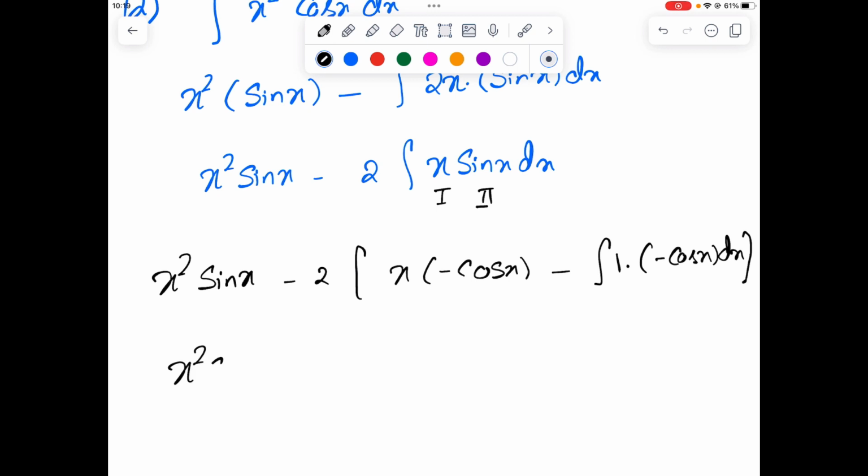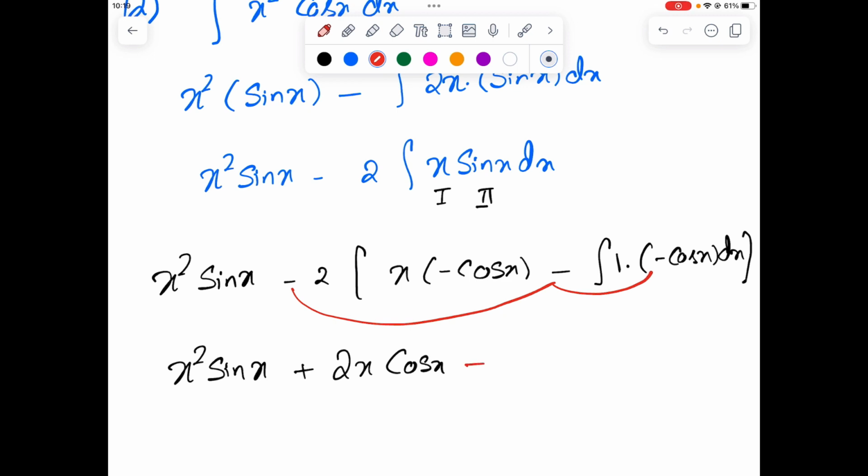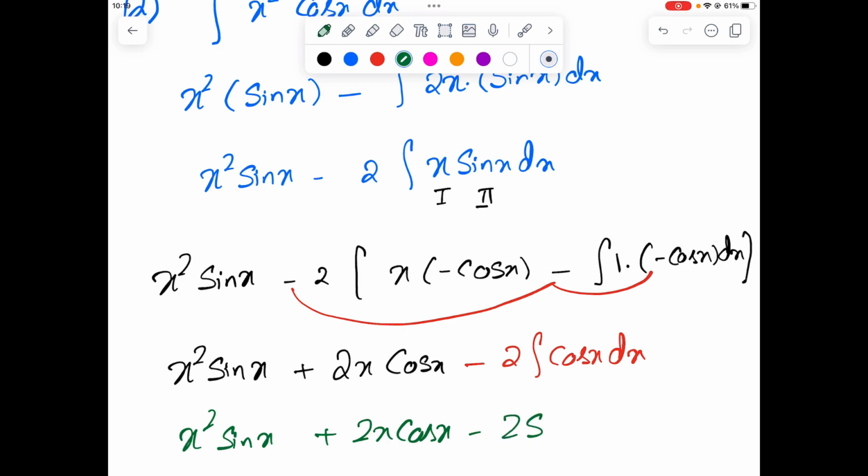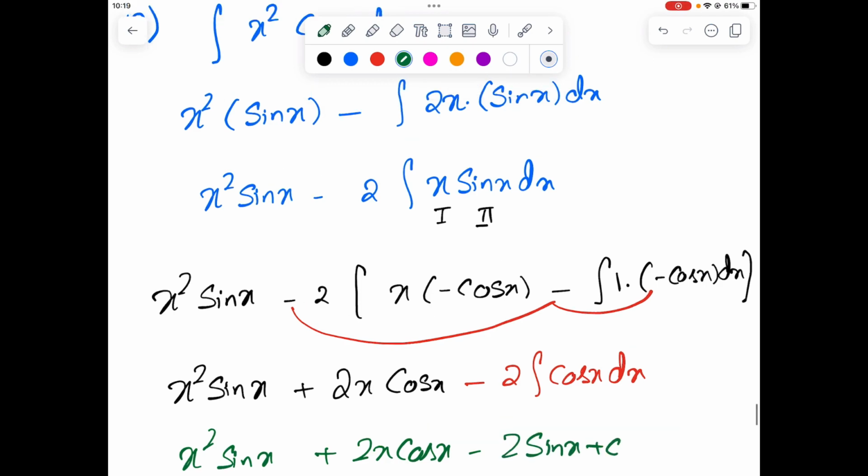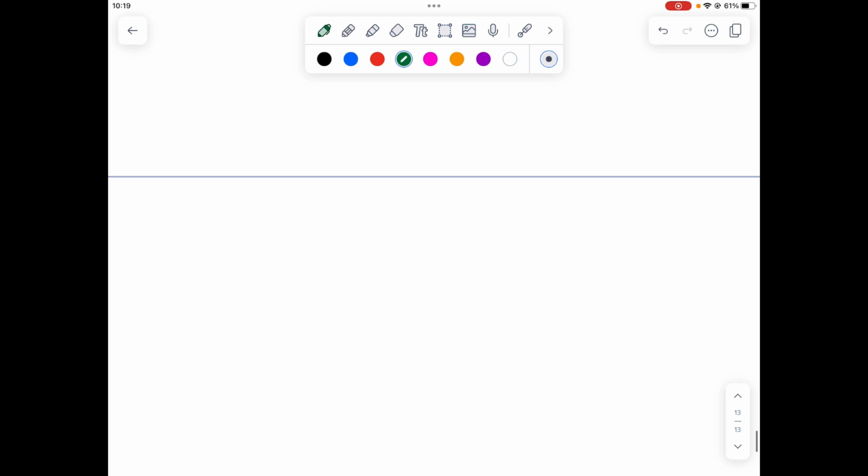So it becomes x square sin x, minus times minus is plus, 2x cos x. Then minus times minus is plus, plus times minus is minus, minus 2 integral of cos x dx. What is the integral of cos x? Sin x. So my final answer is going to be x square sin x plus 2x cos x minus 2 sin x plus c. That's question number 12. Coming to question number 13.